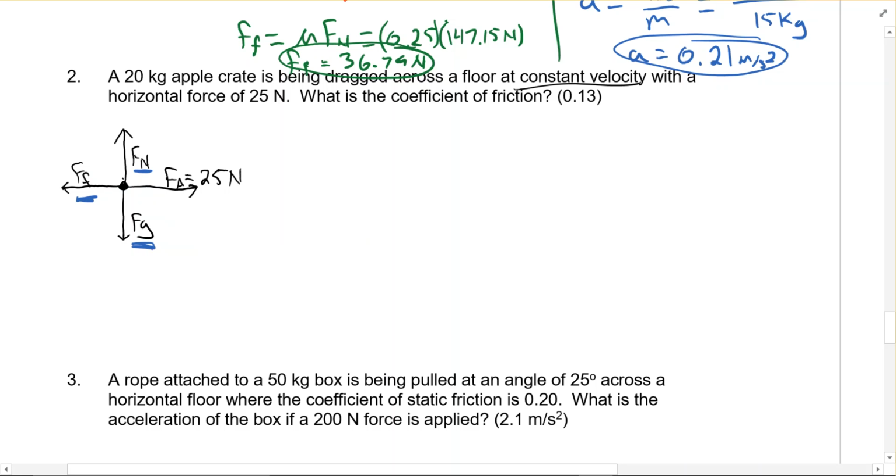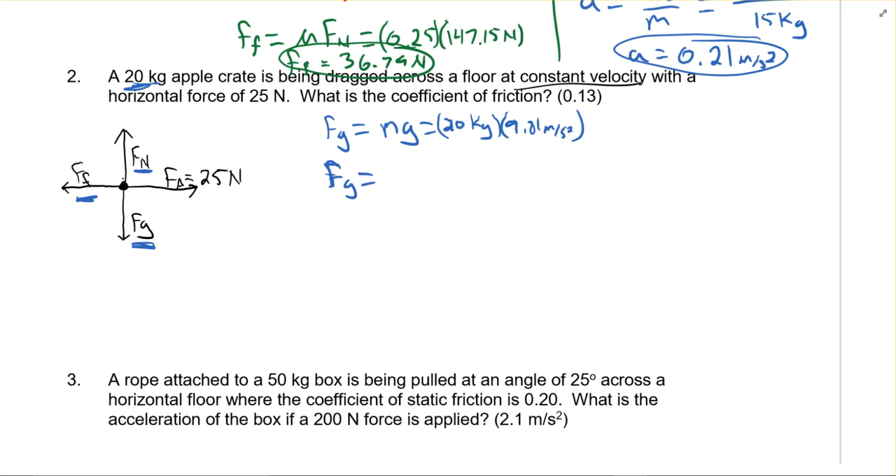So the force of gravity, we know the mass, so really we just need to multiply that by 9.81. So Fg is equal to mg. So that's 20 kilograms times 9.81. Capital F, G is equal to 196.2 newtons. And I could say, therefore, the normal force is going to be equal to 196.2 newtons.